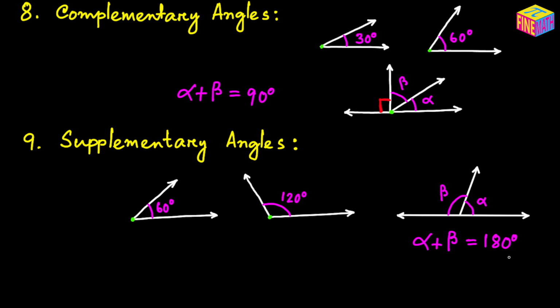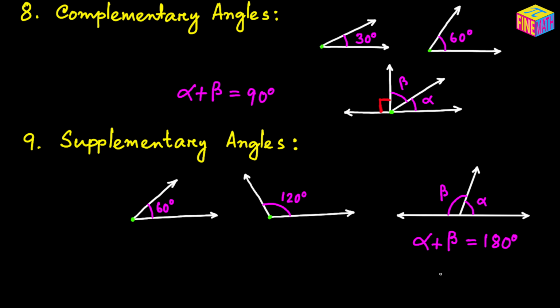So alpha plus beta will be 180 degrees, and in that case alpha and beta will be called supplementary angles of each other. So alpha is the supplementary angle of beta and beta is the supplementary angle of alpha. And sometimes it could also be called complement of alpha, complement of beta. Similarly here, supplement of alpha, supplement of beta.